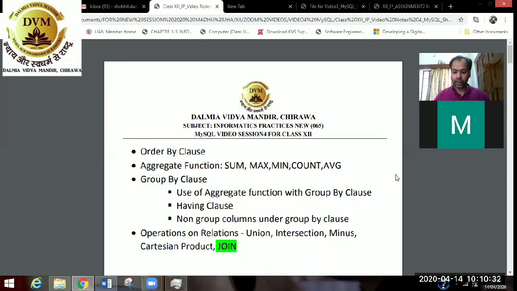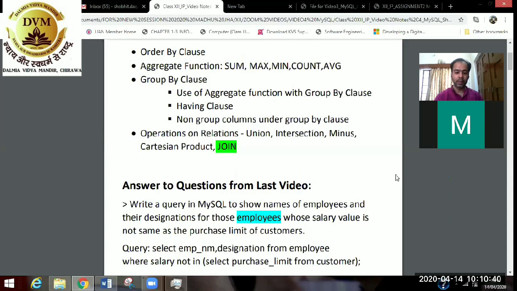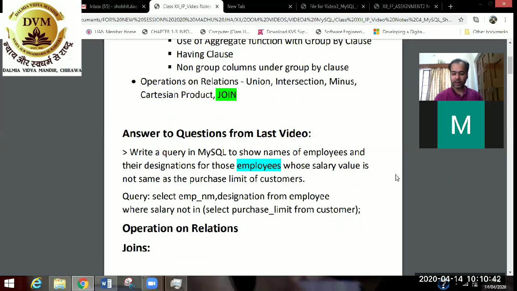Let us start today's topic of joins with Non Equi Join. But before that, let us first go through the answer of last week's question. Last week, you were given a question in the video: write a MySQL query to show the names of the employees and their designations for all the employees whose salary is not the same as the purchase limit of the customer.